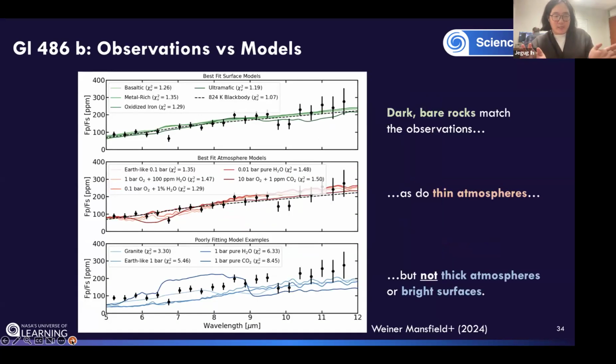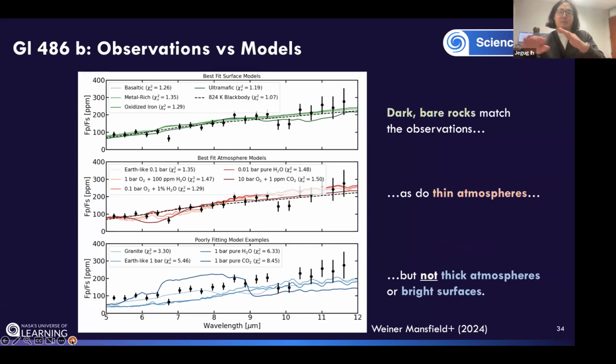Here's another benchmark planet, Gliese 486b, which is also a rocky planet with a very good signal to noise. Here I'm showing three different cases. On top, we have surface models that are fitting the data well. In the middle, we have atmosphere models that are fitting the data well. And at the bottom, atmosphere and surface models that are not fitting the data.